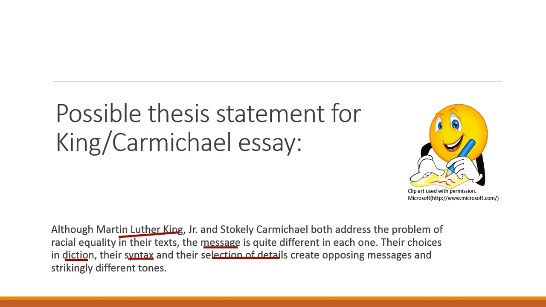All right, so we've got our authors there. Okay, that's the topic. And then here's what they do. They address the problem of racial equality, and the message is different. That's your claim. And then here are the directions. Okay, and your claim is that they create opposing messages, and racial equality is the universal idea.